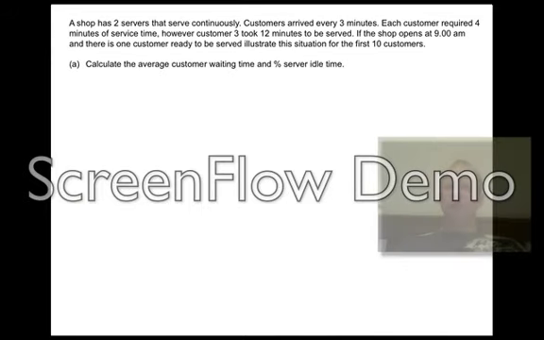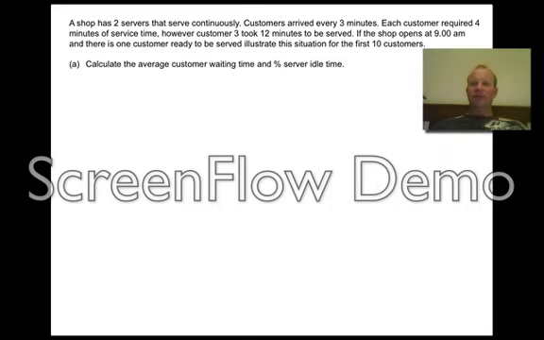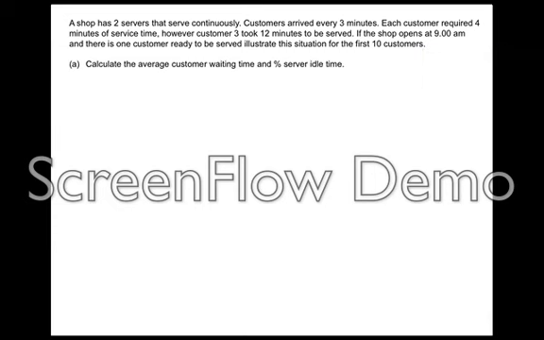Shop has two servers that serve continuously. Customers arrive every 2-3 minutes. Each customer requires 4 minutes of service time. However, customer 3 took 12 minutes to be served. The shop opens at 9 and there's one customer ready to be served. Illustrate the situation for 10 customers. Also, we want to look at the efficiency of the queue. So we want to work out the average customer waiting time and the percentage server idle time.